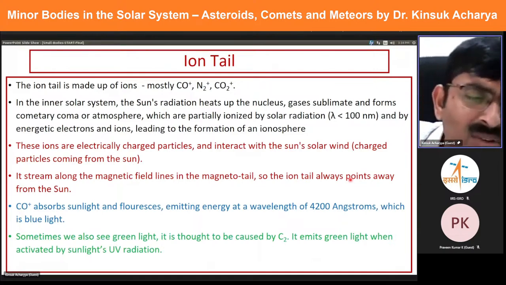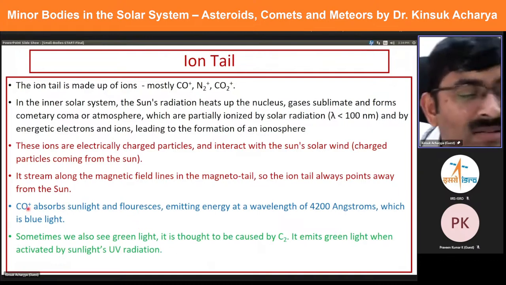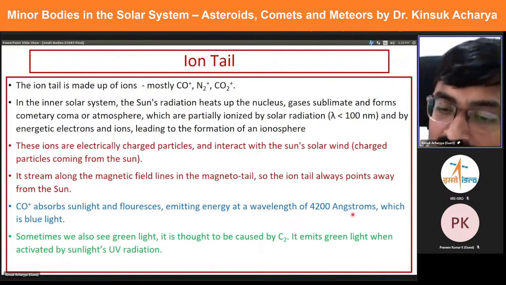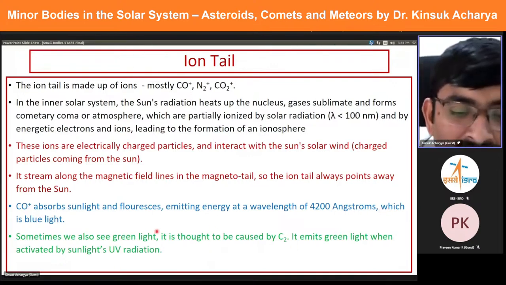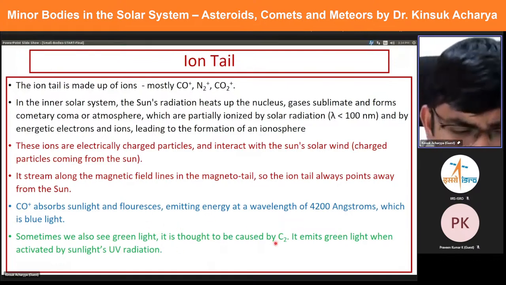And as I was telling, the colors also come from these ions. If you look at the blue comets, CO+ absorbs sunlight and emits at a wavelength of 4,200 angstroms. Similarly, the green light can come from a species called C2.